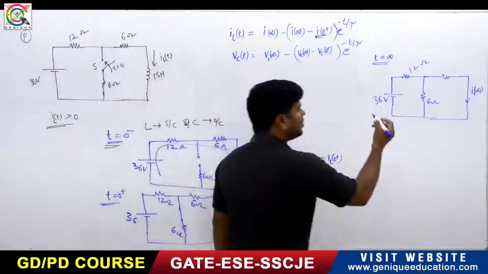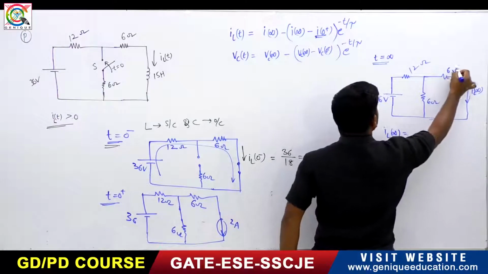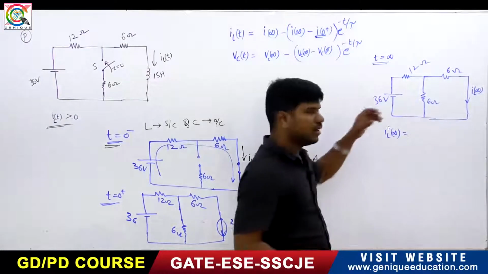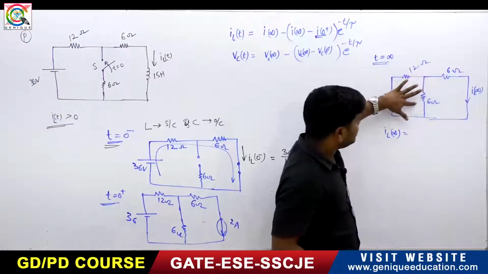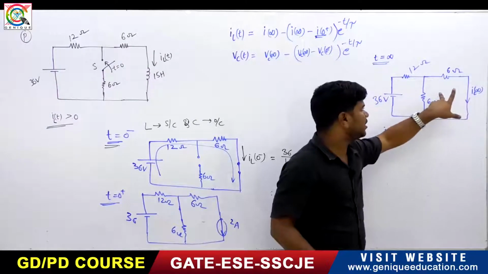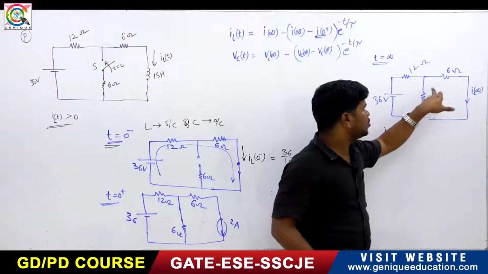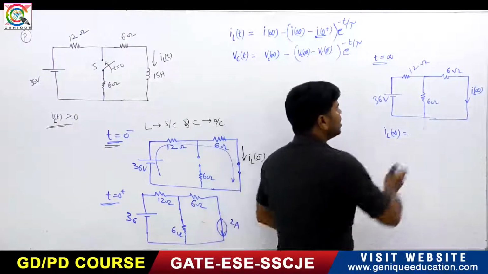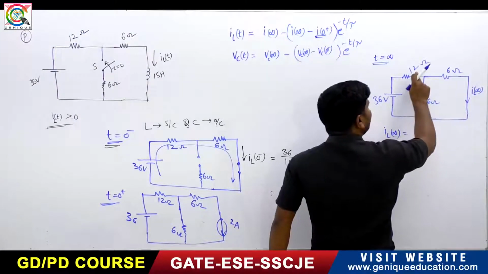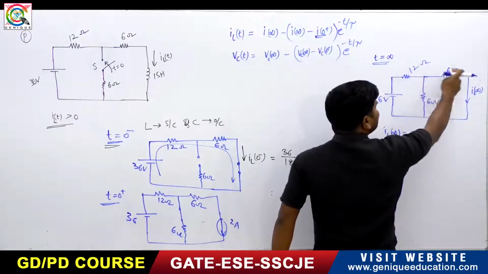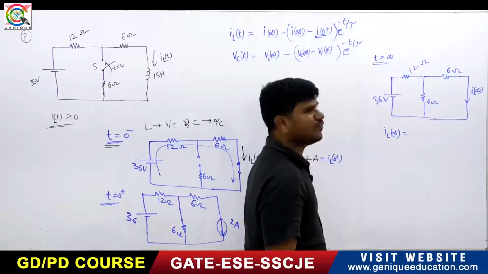So now what will be the IL of infinity? How can you find the IL of infinity? See, this is a 6 ohm, this is a 6 ohm. This is short circuited. That's why the 6 ohms are in parallel. So the parallel combination of these two will give you 3 ohm. So this entire thing is 3 ohms. Means it is 12 ohm plus 3 ohms, it is 15 ohms, right?